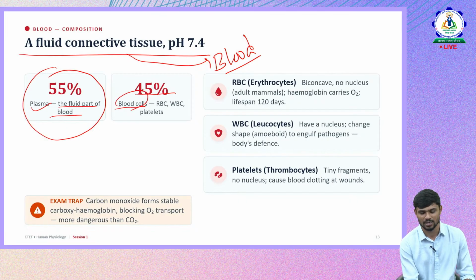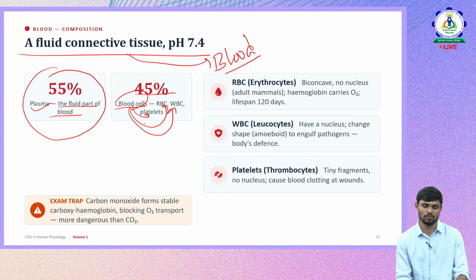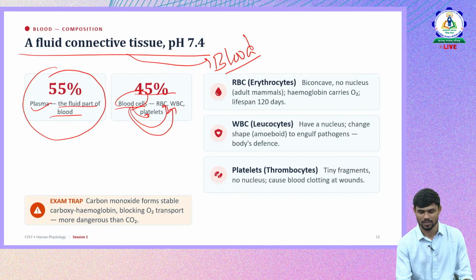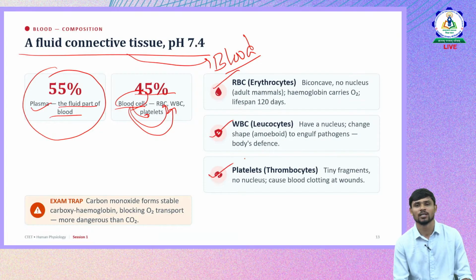What does blood consist of? RBC, WBC, and platelets. Among blood cells there are three types: RBC, red blood cells; WBC, white blood cells; and platelets. These three compose blood cells up to 45%, and the rest, 55%, is just plasma, the fluid part of the blood. We should also remember the functions of these blood cells, because questions will be asked regarding the functions of the different types of blood cells.